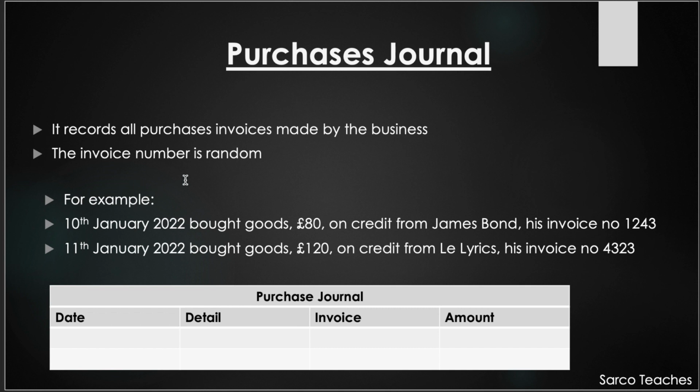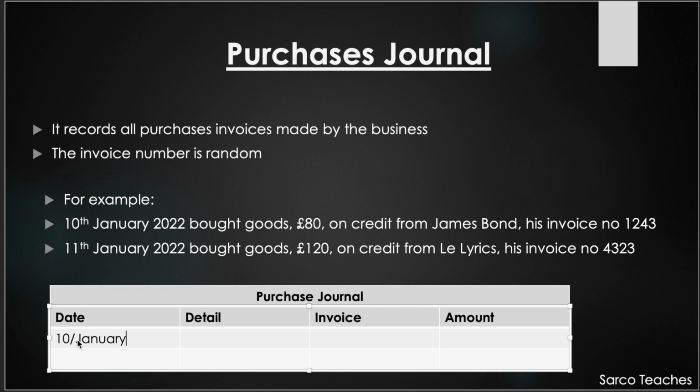Purchase journal. It records all purchase invoices made by the business. The invoice number is random. For example, it says on the 10th of January 2022, we bought goods £80 on credit from James Bond. His invoice number is 1243. So once again, we put the date, 10th of January 2022, detail, James Bond, invoice number 1243, amount £80.